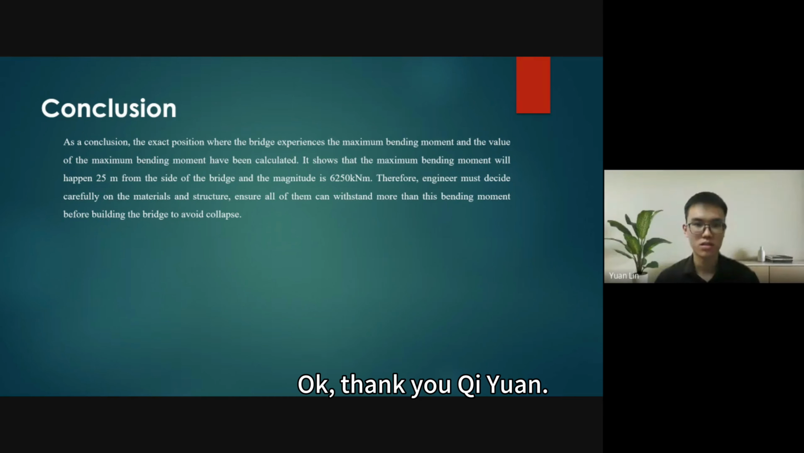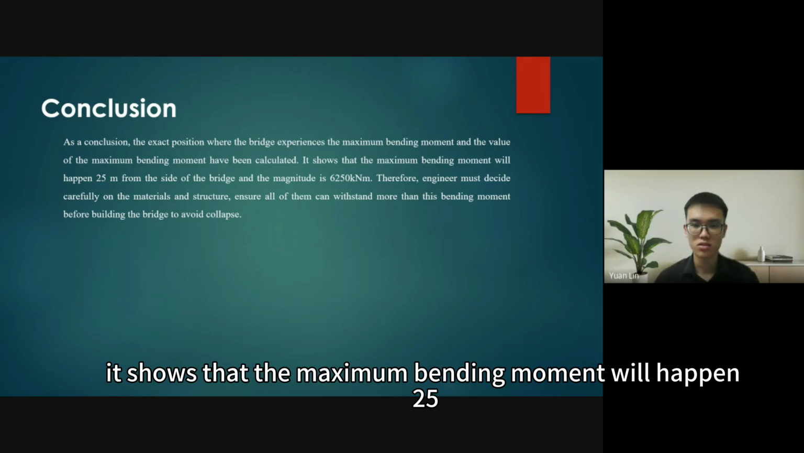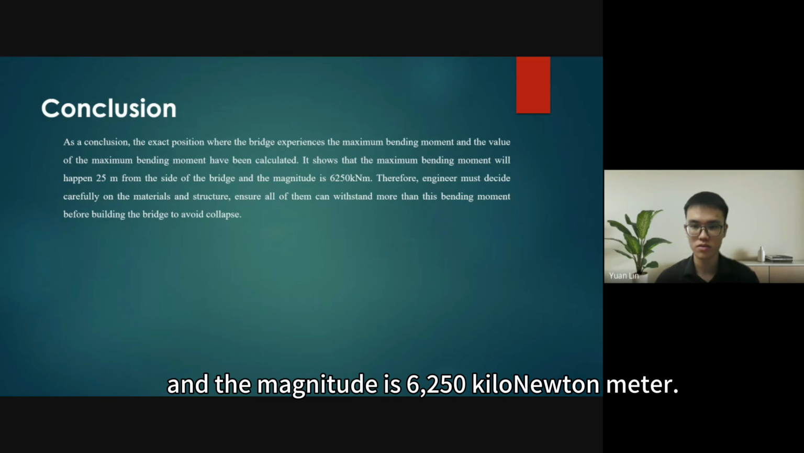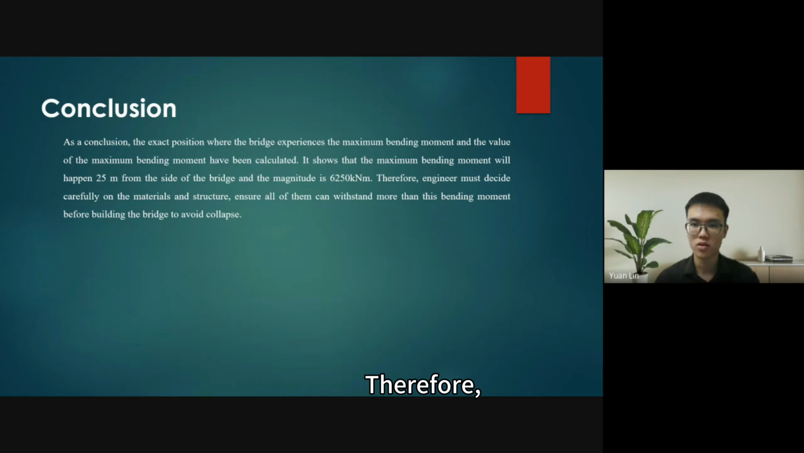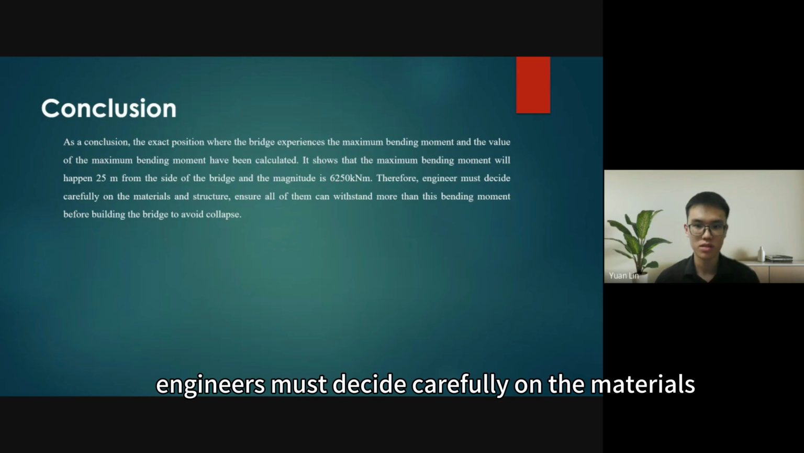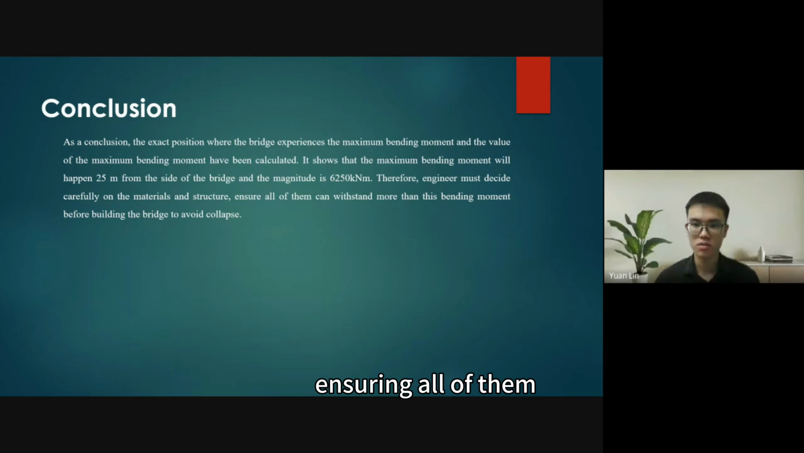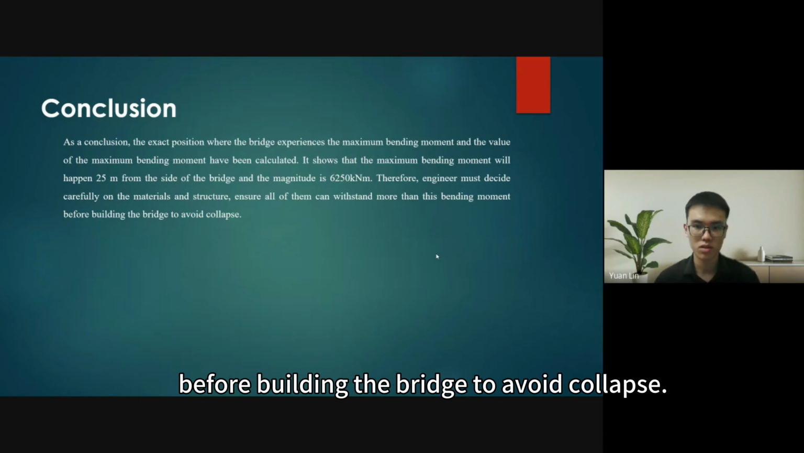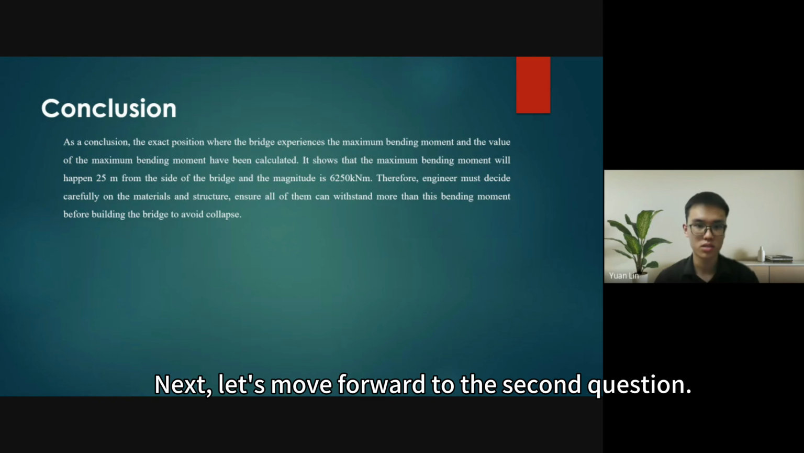Okay, thank you, Qiyuan. So as a conclusion, it shows that the maximum bending moment will happen 25 meters from the side of the bridge, and the magnitude is 6,250 kilonewton meter. Therefore, engineers must decide carefully on the materials and structure, ensuring all of them can withstand more than this bending moment before building the bridge to avoid collapse. Next, let's move forward to the second question.